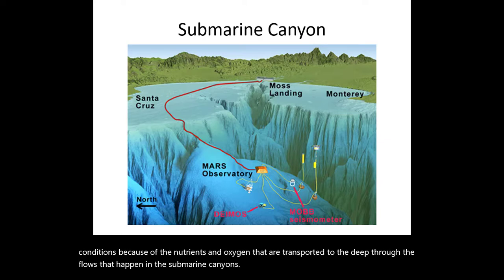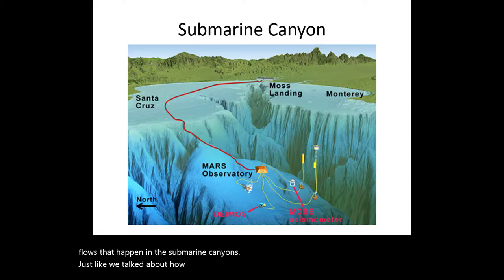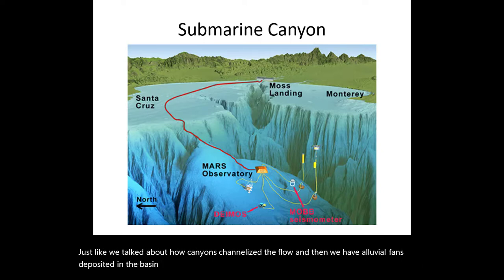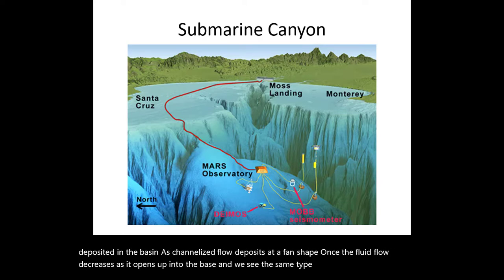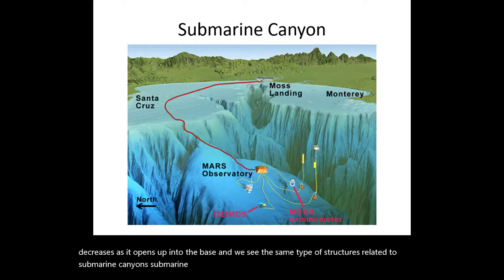Just like we talked about how canyons channelize the flow, and then we have alluvial fans deposited in the basin as channelized flow deposits at a fan shape once the fluid flow decreases as it opens up into the basin. We see the same type of structures related to submarine canyons. Submarine canyons channelize fluid and sediment flows that allow for the deposition of submarine fans.